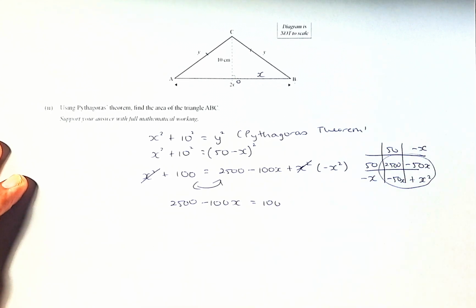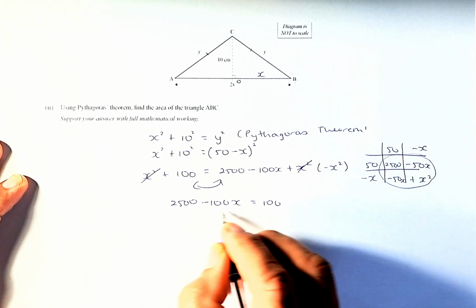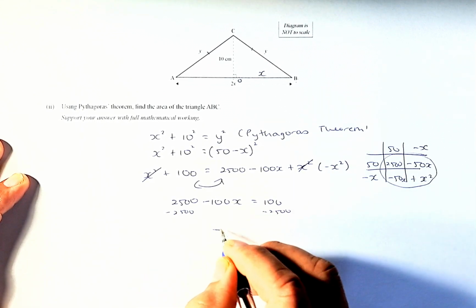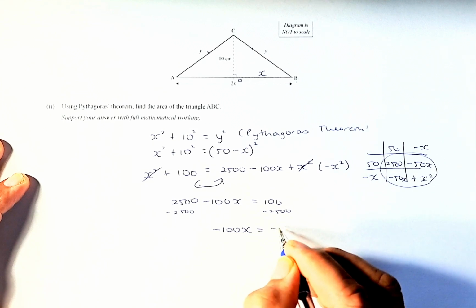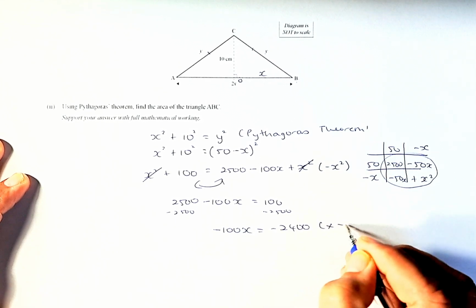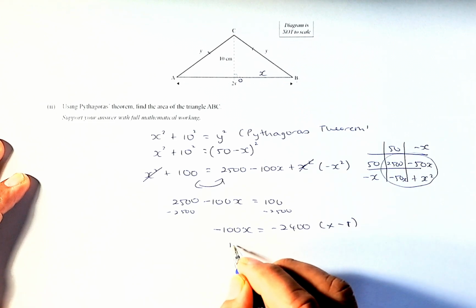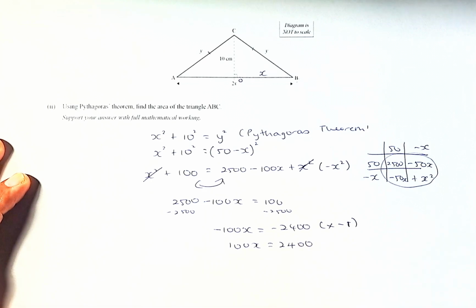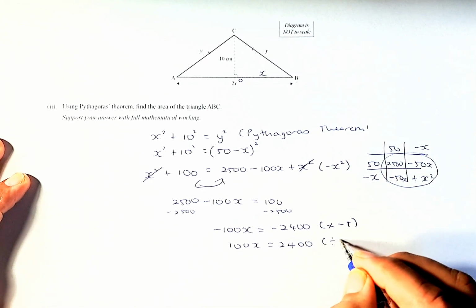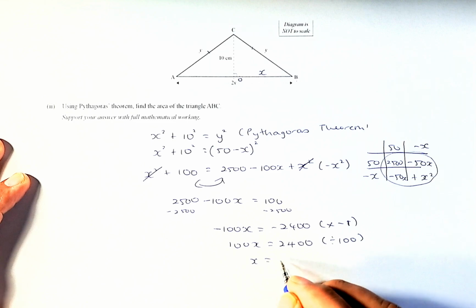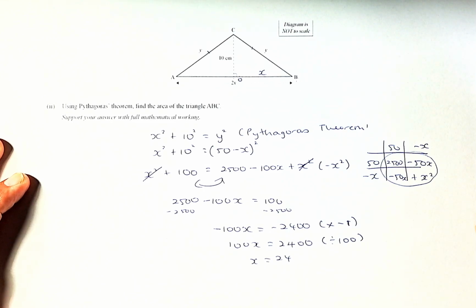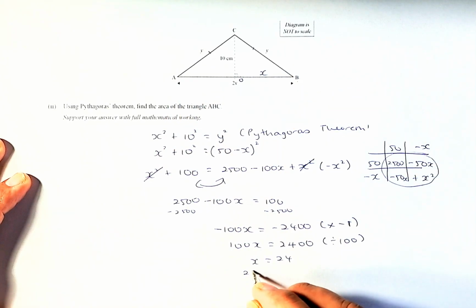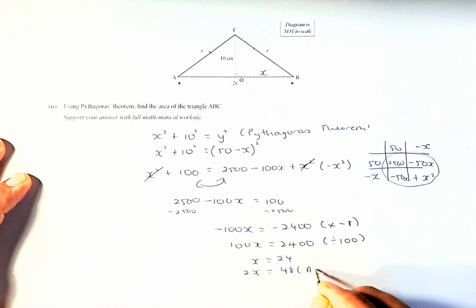To get this part here, we need to minus 2500 on both sides, and the answer is going to be minus 100x is equal to minus 2400, and then you multiply by negative 1. 100x is equal to 2400. You get rid of the negative sign, and then you divide by 100 on both sides. So x equals 24. That is the first part. If we know x is 24, AB is going to be 2x, 2x will be equal to 48. That's the length of AB.